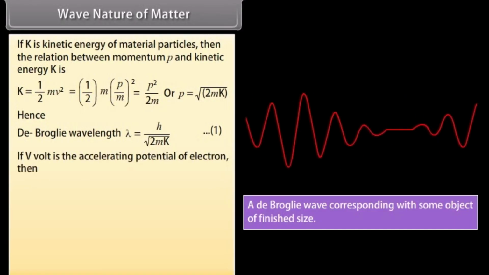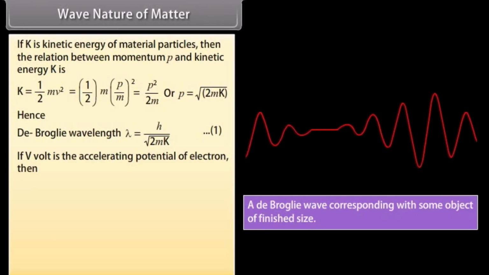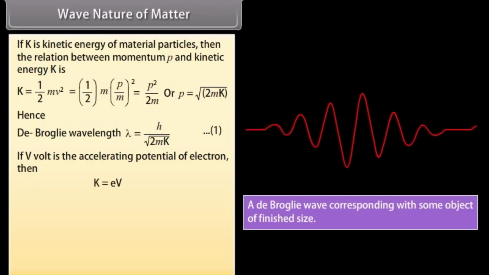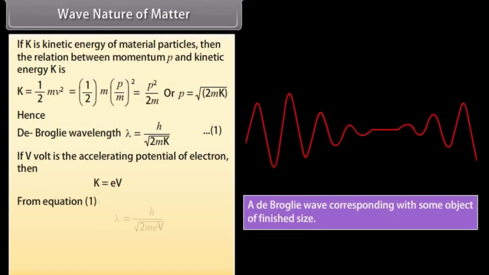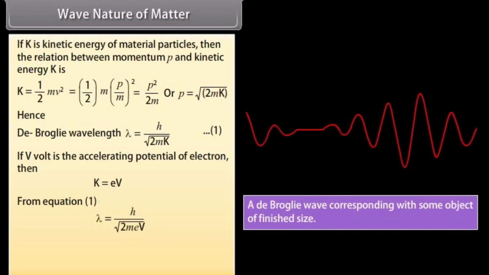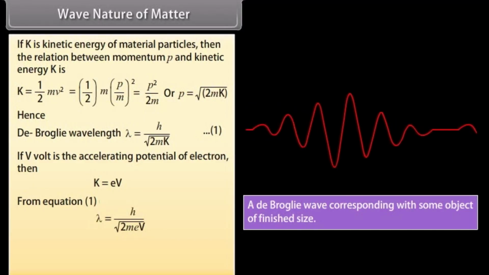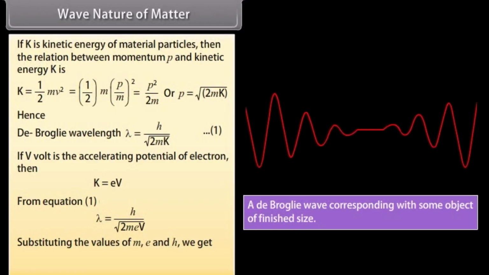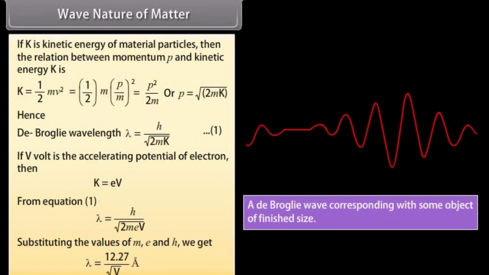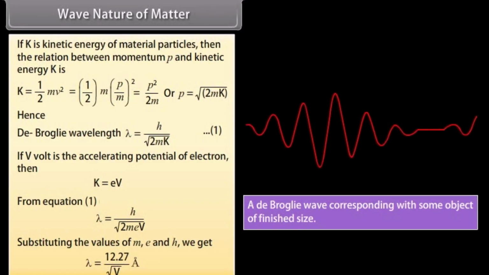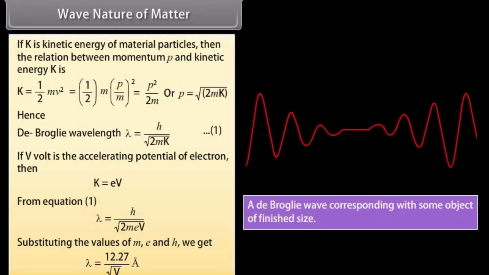If V volt is the accelerating potential of electron, then k equals eV from equation 1. Lambda is equal to h by square root of 2meV. Substituting the values of m, e and h, we get lambda as 12.27 by square root of V angstrom.